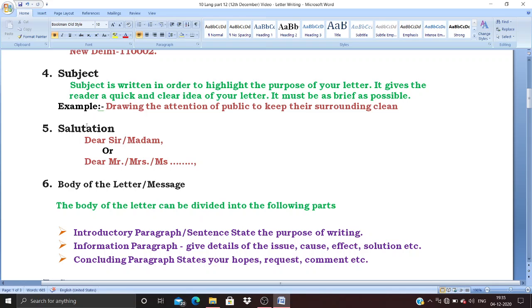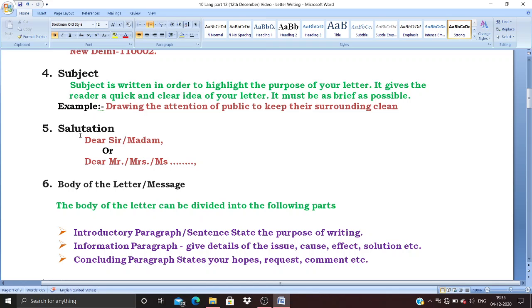Therefore, an example is given: drawing the attention of public to keep their surrounding clean. The topic you basically understood, no? Write a letter to the editor to create a public awareness that they should keep their surrounding clean. So this is an example of how to write a short, brief subject. So: drawing the attention of public to keep their surrounding clean.